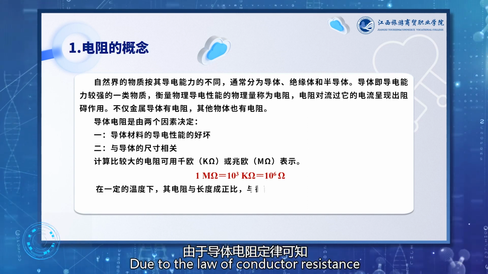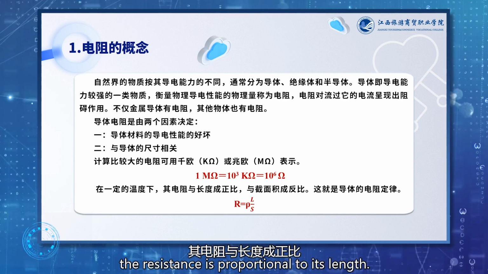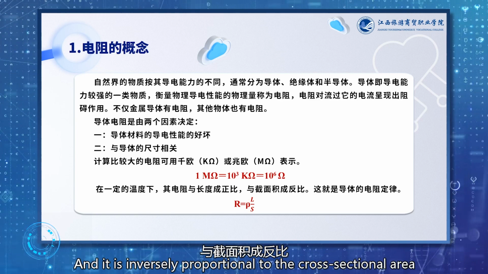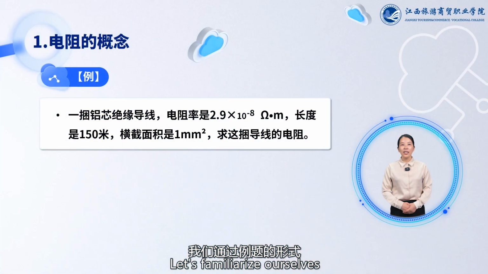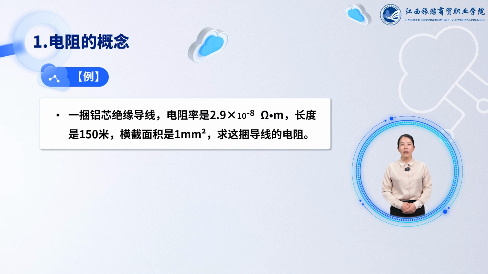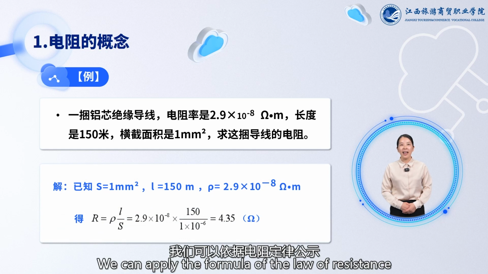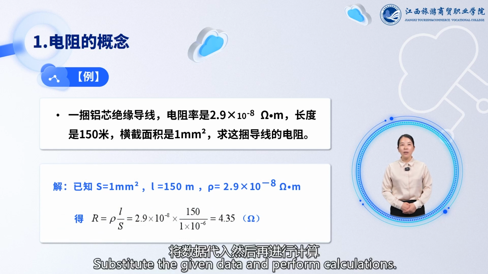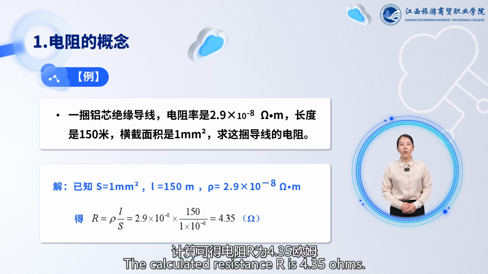Due to the law of conductor resistance, at a certain temperature, the resistance is proportional to its length, and it is inversely proportional to the cross-sectional area. Let's familiarize ourselves with the law of resistance in the form of examples. As shown in the figure, to determine the resistance of this bundle of wires, we can apply the formula of the law of resistance. Substitute the given data and perform calculations. The calculated resistance R is 4.35 ohms.